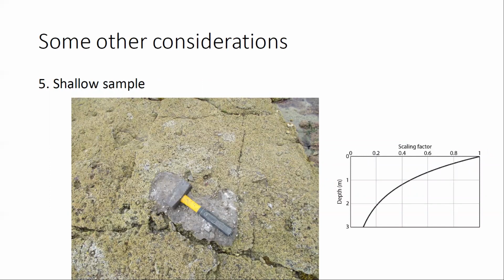Make the sample shallow. There is an exponential decay of beryllium-10 production with depth, so 5 centimeters is the maximum, preferably use only the top 2 or 3 centimeters.